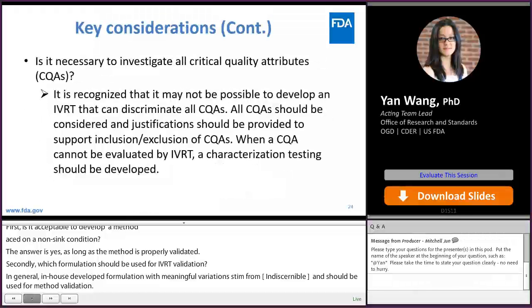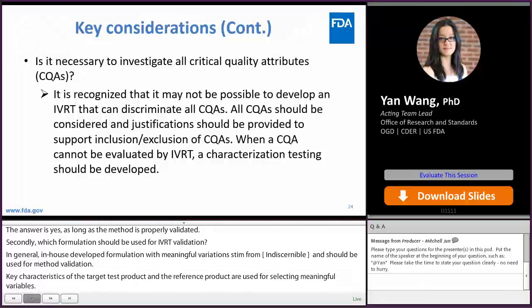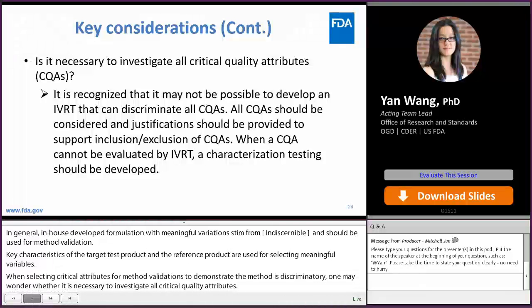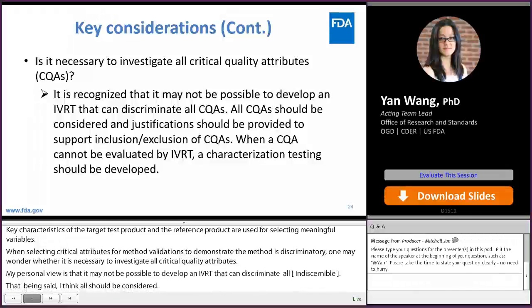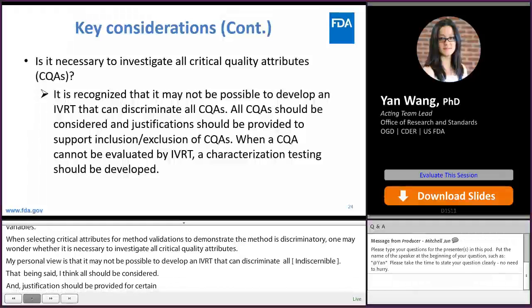When selecting critical quality attributes for method validation to demonstrate the method is discriminatory, one may wonder whether it's necessary to investigate all critical quality attributes. My personal view is that it may not be possible to develop an IVRT that can discriminate all CQAs. That being said, I think all CQAs should be considered, and justification should be provided to support inclusion or exclusion of certain CQAs. When a CQA cannot be evaluated by IVRT, then the applicant is encouraged to develop a separate characterization test to evaluate that CQA.